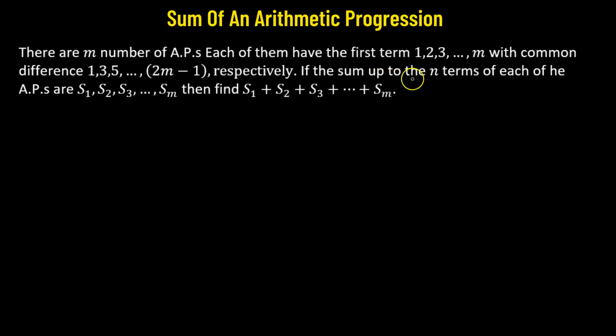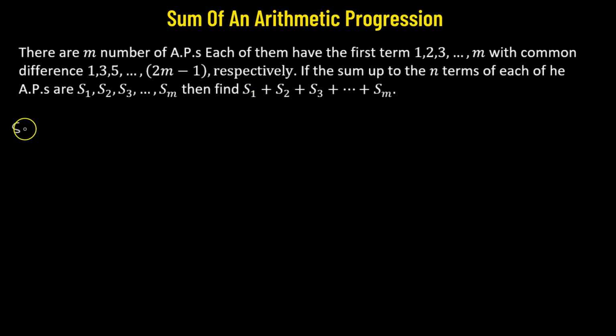It's also given here that the sums up to n terms of each of the arithmetic progressions are S1, S2, S3. The sum of the mth arithmetic progression up to n terms is Sm. So using this information, we need to obtain the sum of each of the sums.